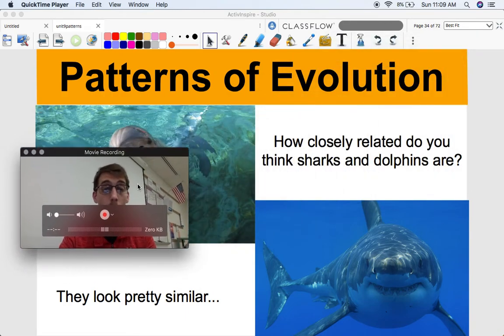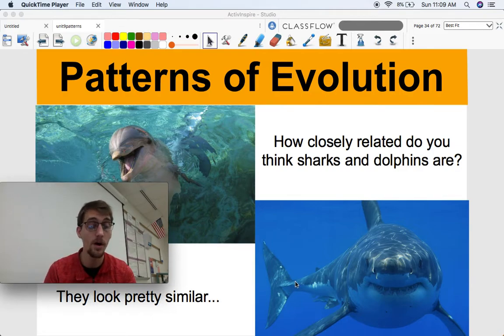So what are the patterns in which species evolve, and what are the patterns of natural selection? Here's the question I'm going to ask you to start this topic off. How closely related do you think sharks and dolphins are? Because they look pretty similar, right? They both have a streamlined body, grayish skin with a white underbelly, pointed snouts, and the same patterns of fins, mostly. So they must be pretty closely related, right? But we're going to find something that they might not be. So how did they evolve to look so similar to one another?